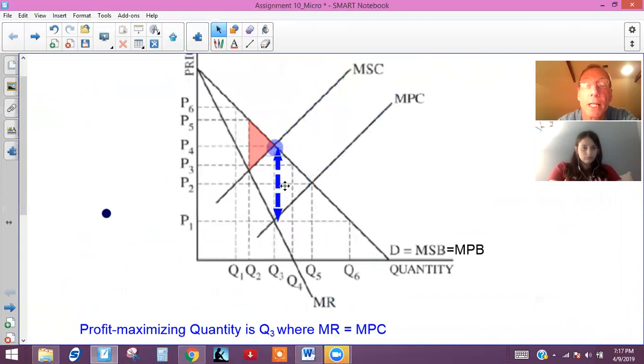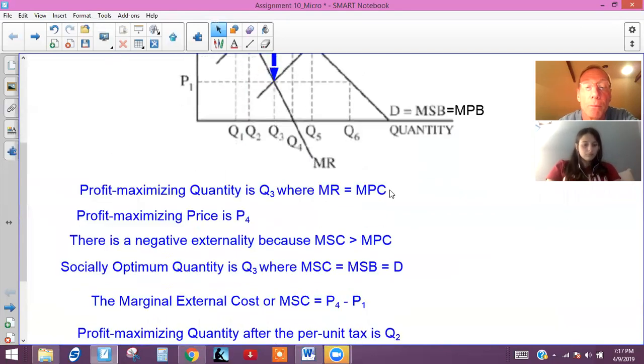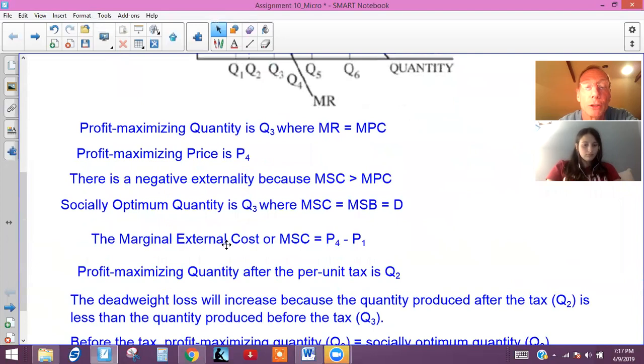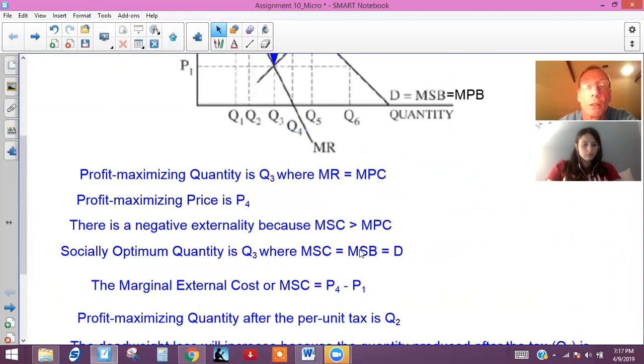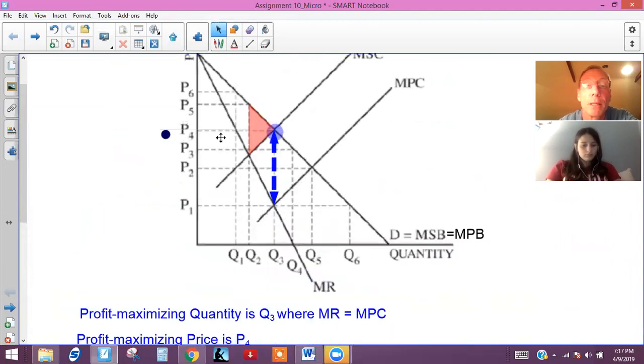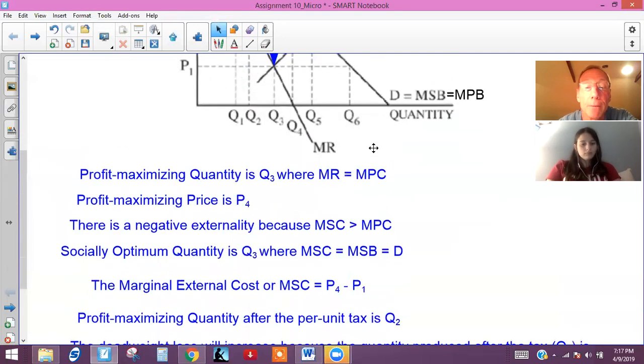So that's going to be the amount of the per unit tax. And since there's no dollar amounts here, we just simply have to say whatever P4 is minus whatever P1 is. And that's going to be this difference right here, okay? So the answer for that would be the marginal external cost or the marginal social cost equals P4 minus P1, right? P4 minus P1 right there, okay? That's how you would define that.